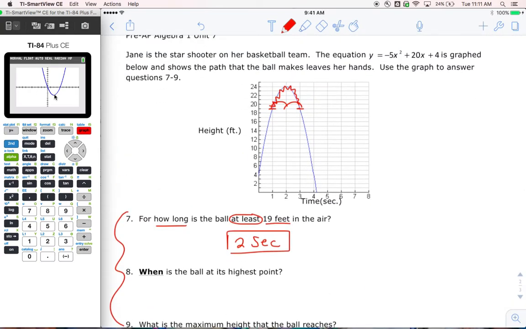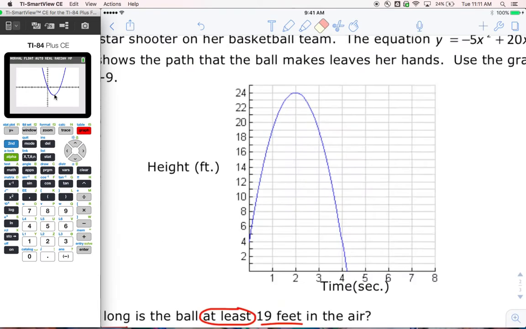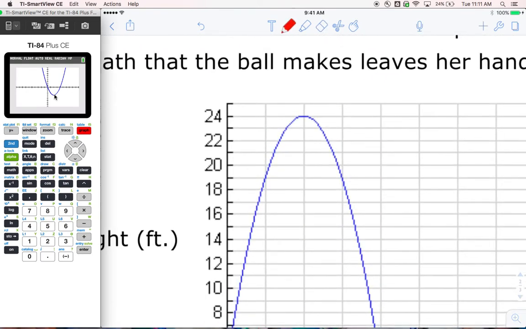Question number 8, when is the ball at its highest point? Well, I know we can all see the highest point happened here.